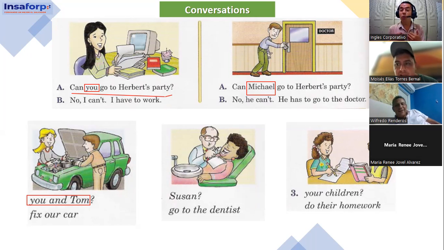No, we can't. Fix our car. No, okay, wait. There are two parts, right? Es que va a contestar en dos formas, en dos partes. Pay attention. ¿Qué le vamos a poner?